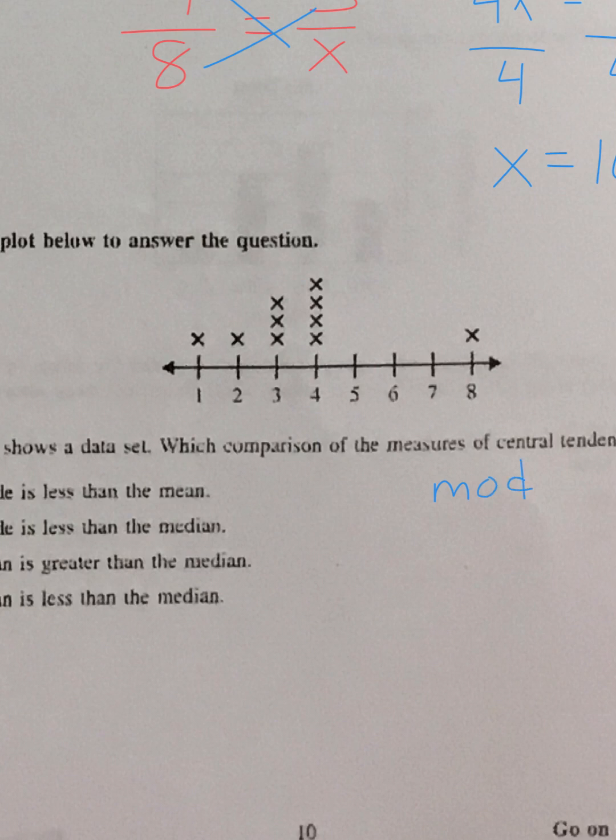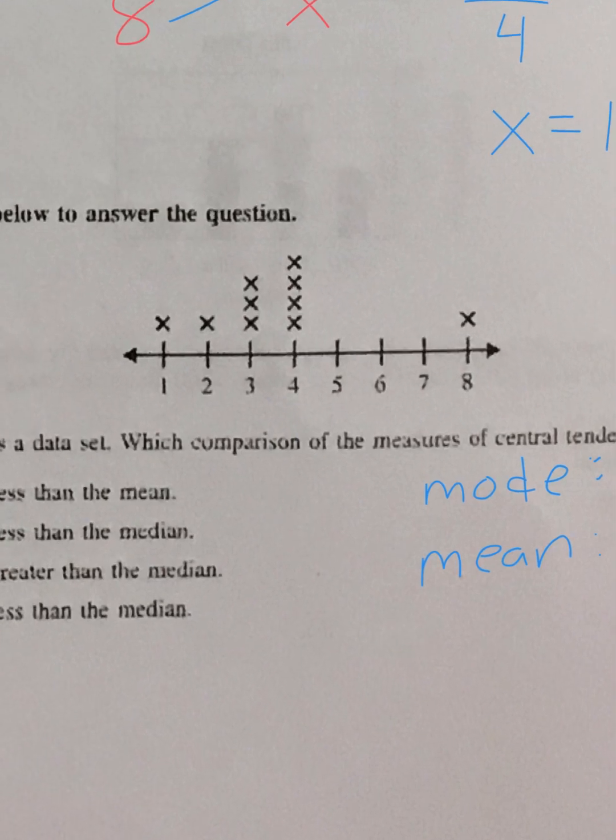First, what does mode mean? Mode is the most common. What's the most common? 4. Okay. What about the mean? How do I find the mean? Median is the middle one. The mean, another word for mean is average.